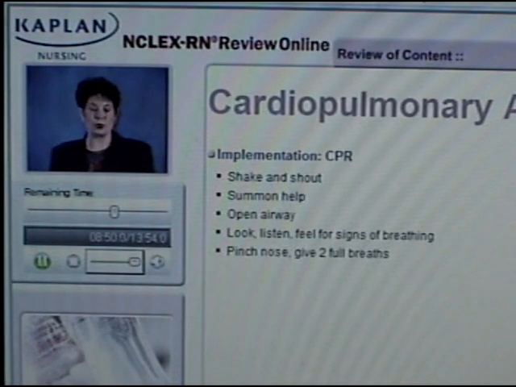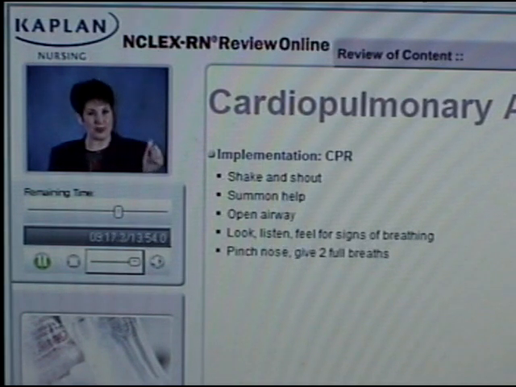The second thing you will do is you will summon help. You don't want to be all alone in this situation. So as soon as you determine that this patient needs help, you will get someone, dial 911, scream, get someone to help you because you're going to need help. The very next thing you'll do, and again, this happens almost instantaneously, is you will open the airway. It may be a head tilt or a chin lift, but you need to get that airway open.